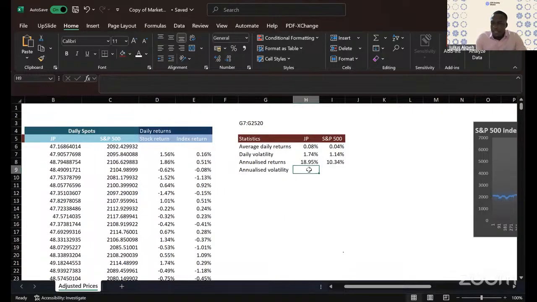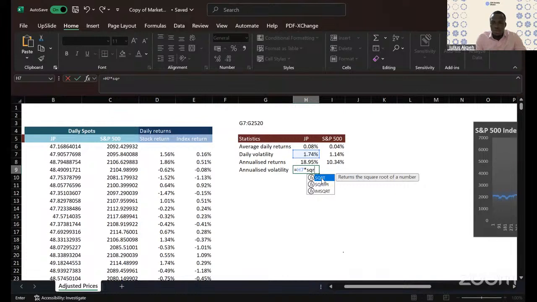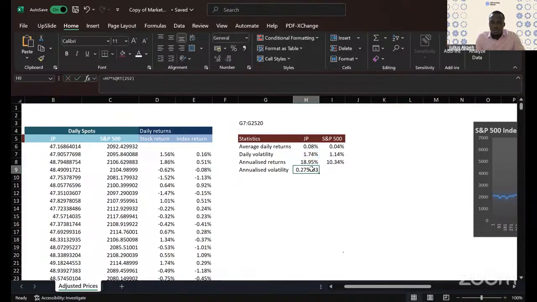Now, annualized volatility, unlike returns, volatilities increase proportionally to the square root of time. And we looked at all this yesterday. So time is 252 days, then you multiply that by volatility. All right, so we have the square root of time, and then this is all we have, annualized volatility as calculated. The volatility is still higher in JP compared to the S&P. And it makes some sense because the S&P is an index.